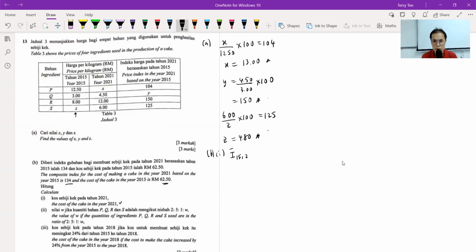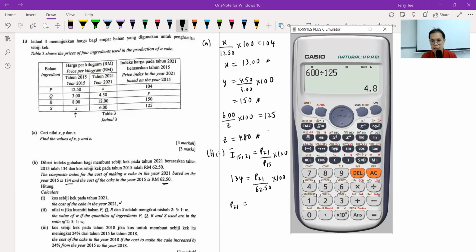The current year is 2021. So the price in 2021 on top, price in base year below, times 100. This composite index is 134. The price in 2021, we don't know, right? The cost in 2015 is 62 ringgit 50 cents. So that means that overall the ingredient has gone up by 34%.